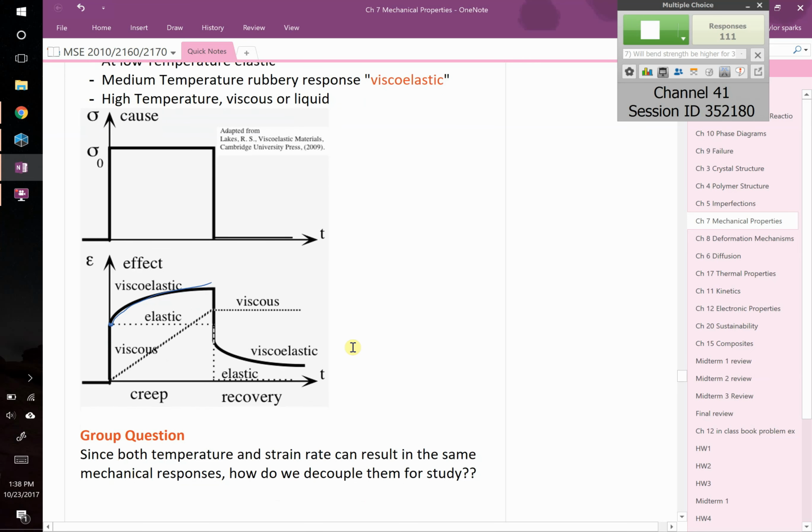How about this? Maybe turn to a neighbor and describe, if both temperature and strain rate can influence the mechanical properties of a polymer, how do you decouple them for study? What would you do?